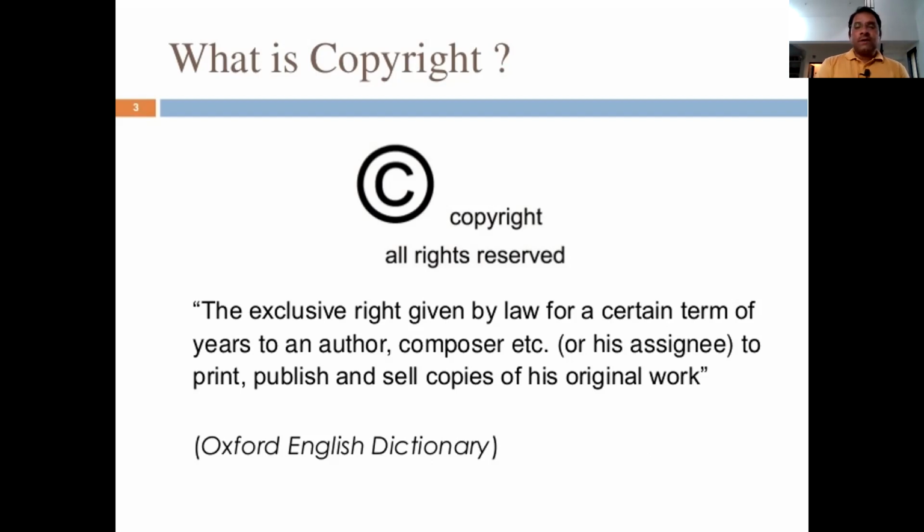Now, what is copyright? It is the exclusive right given by law for a certain term of years to an author, composer, etc., or his assignee to print, publish, and sell copies of his original work.